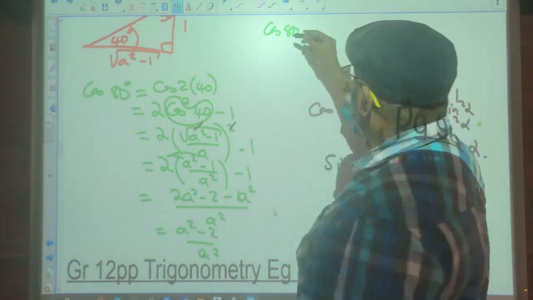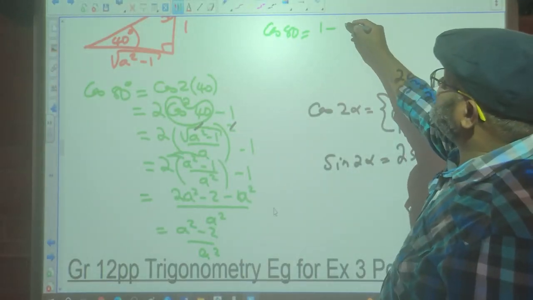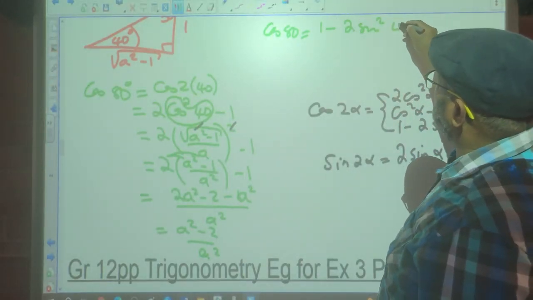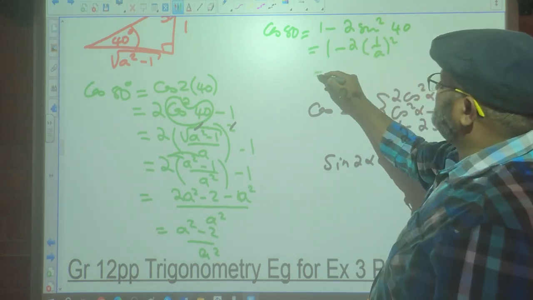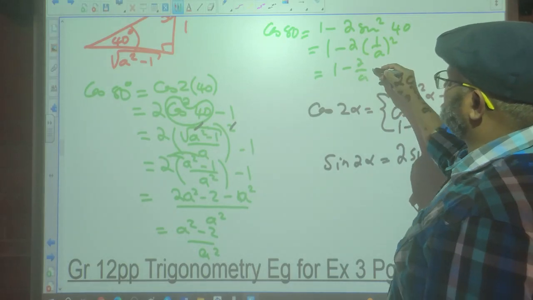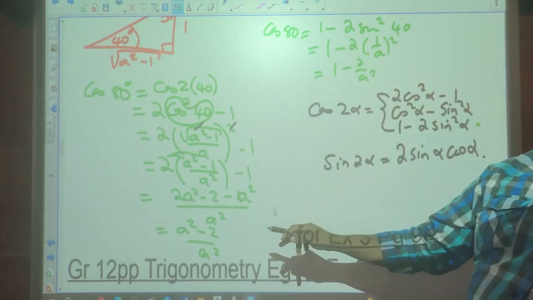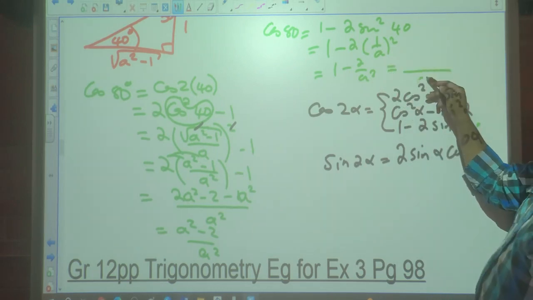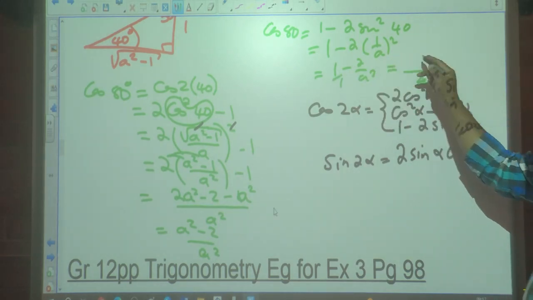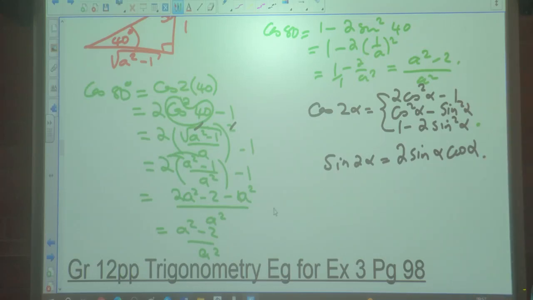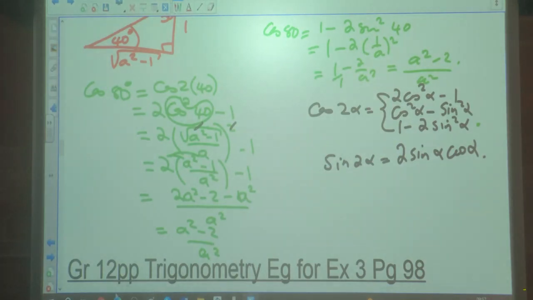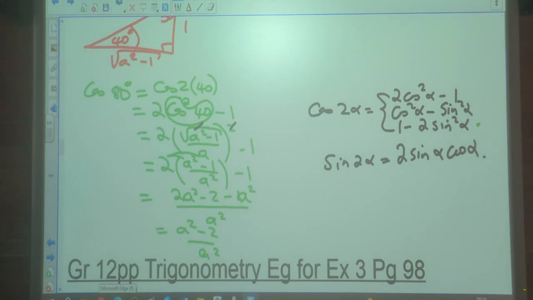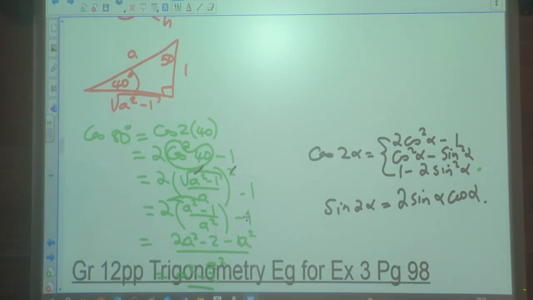If I go with the one dealing with sine, it would have been 1 minus 2 sine squared 40. Now sine we know was 1 over a, so it's 1 minus 2 over a squared, which is exactly that here. But you guys will say, okay, but I don't see it. Your LCM of course is a squared, so that will be a squared minus 2. Or you could have gone with the one dealing with cos squared alpha minus sine squared alpha, which again is the same thing. Right, you guys with me?